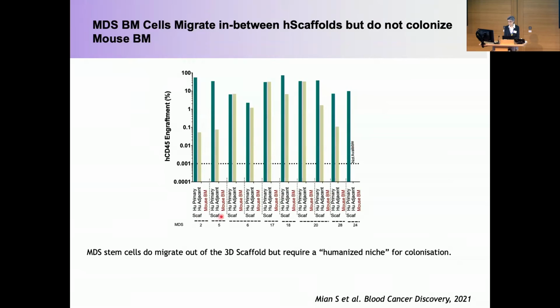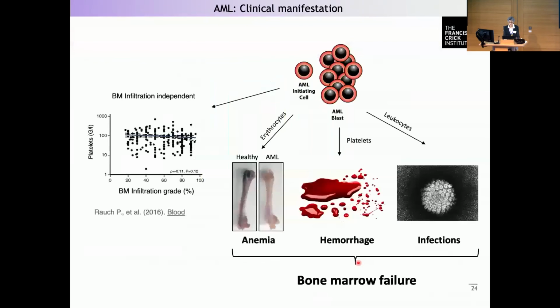And he also did other experiments that I haven't shown you, which also implanted mouse mesenchymal stromal cells in the scaffold, to show that even when implanted in gel form in the scaffold, the MDS cells do not migrate to the mouse stroma, but actually require a human niche for colonization. So this has been published, and of course we are continuing to understand what the factors are that are really important for maintaining these MDS stem cells in the scaffold, and what environment is needed.